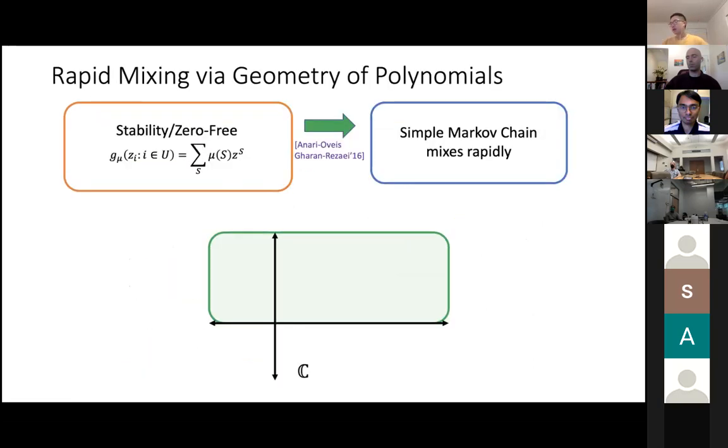But what you can ask is, if you have a zero-free region, does this imply rapid mixing for a simple Markov chain? Indeed, such results were shown previously, for instance in the work of Nima, Cheyenne and Alireza. They showed that if you have zero-freeness in this upper half plane, then a simple Markov chain mixes rapidly.